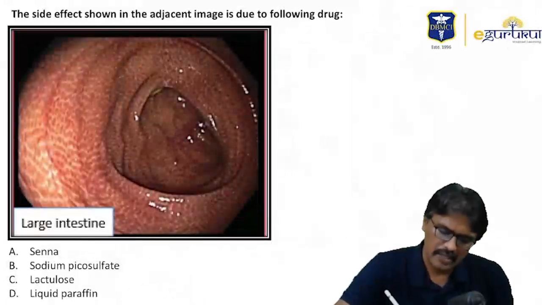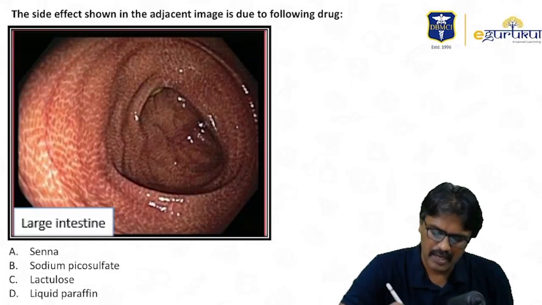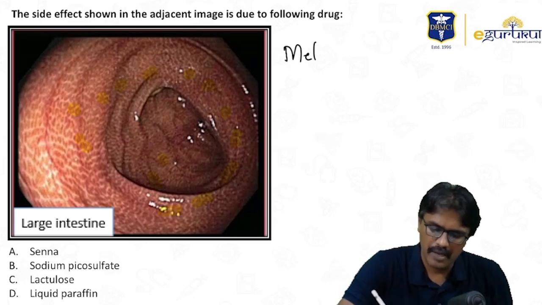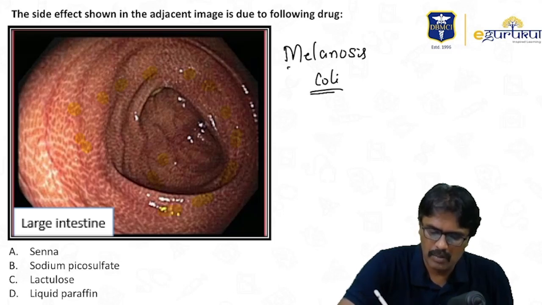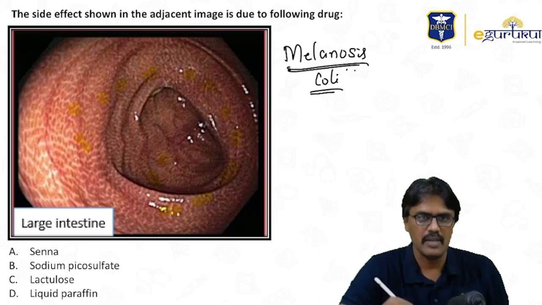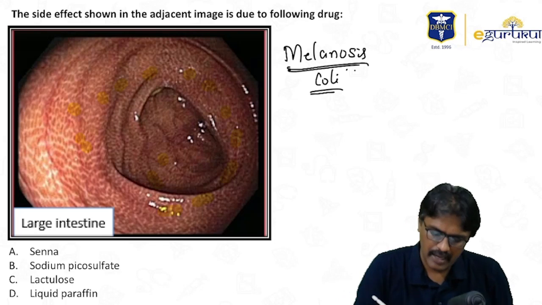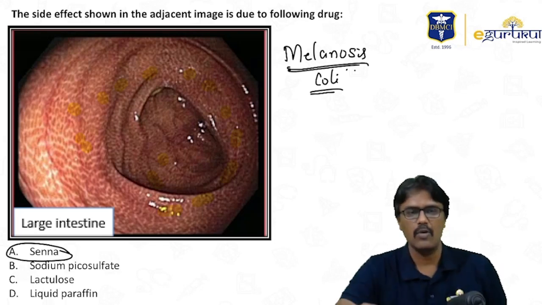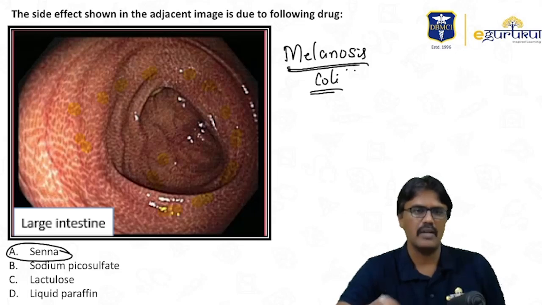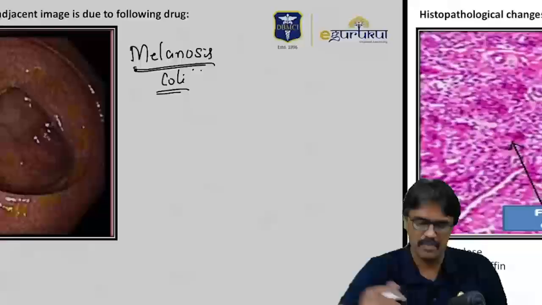Now the side effect shown in the adjacent image is due to the following. So you can see the large intestine, they have mentioned it here, and you can see the black pigmentation throughout the intestine. So this is called melanosis coli. Coli stands for colon, melanosis, the melanin, that is the pigmentation of the intestine looks like the black pigmentation, we call it as melanosis, and that is caused by a laxative called senna, and one more is cascara sagrada. They can cause melanosis coli. So sodium picosulfate, lactulose, liquid paraffin, they don't cause this problem.